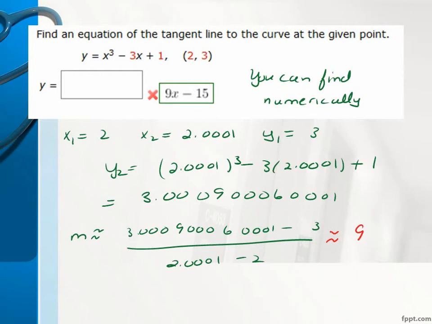We were talking about in class the other day, you could just choose whatever you want as long as it's close, and you could just put it into y2 minus y1 over x2 minus x1 and see what you get. I got something so close to 9, it was 9.